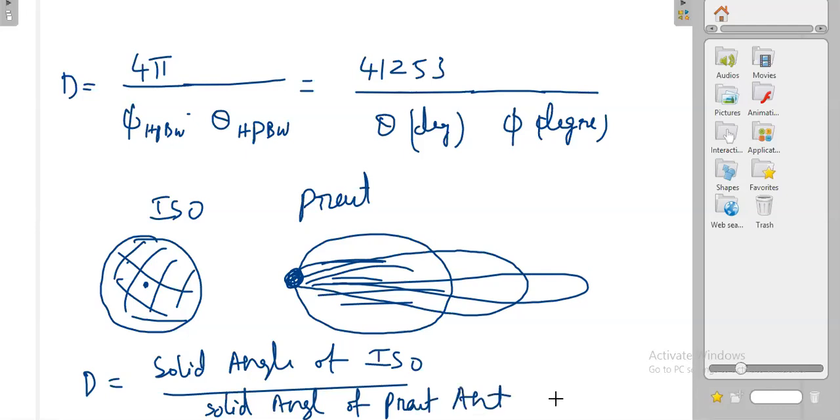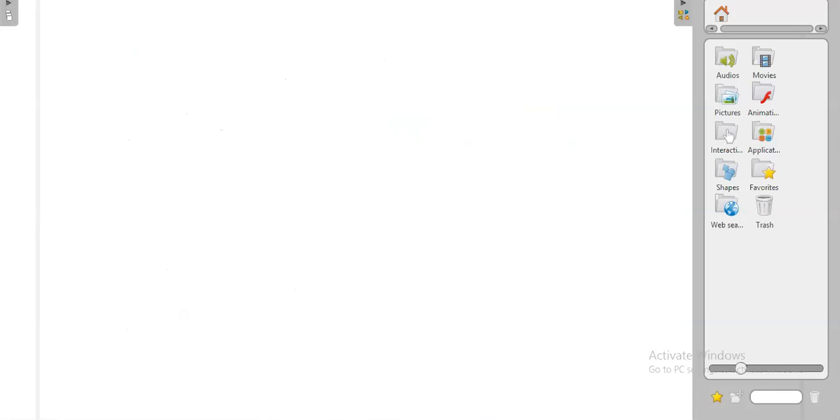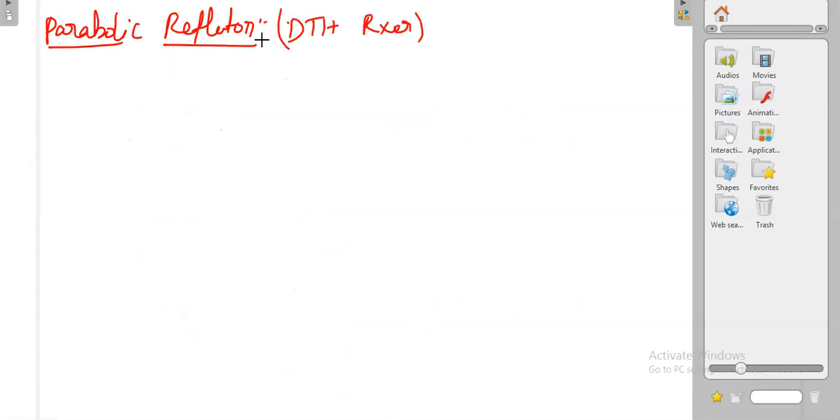Okay, next, parabolic reflector. You know that the parabolic reflector is used in a DTH receiver, a direct-to-home receiver. We are using a parabolic reflector there. Then what should be the gain of the reflector, and what should be the other parameters?